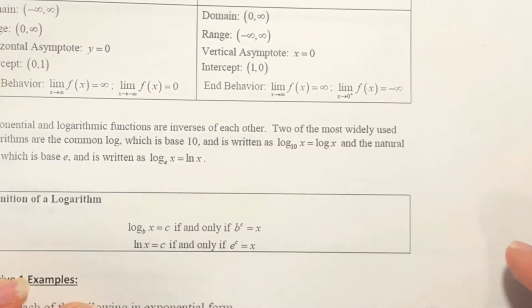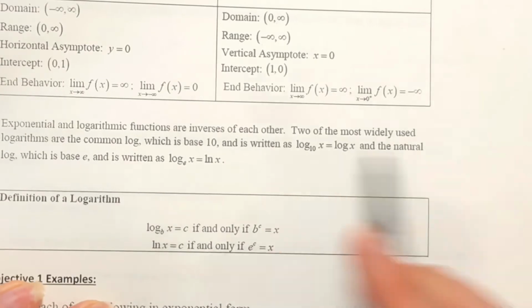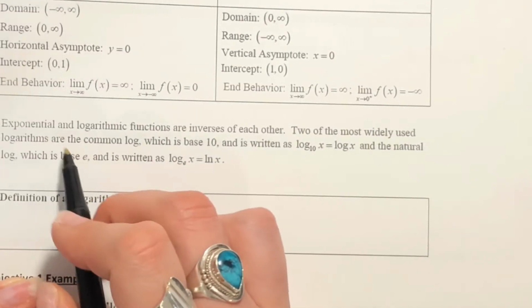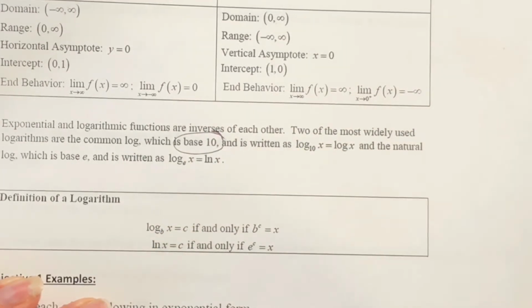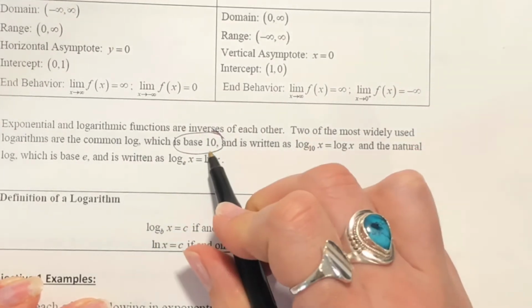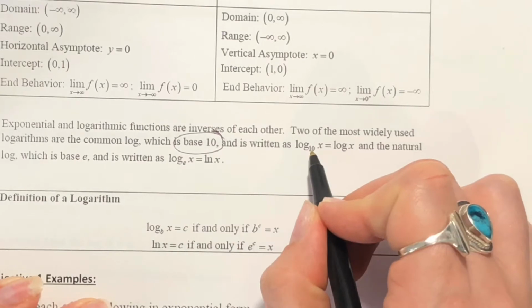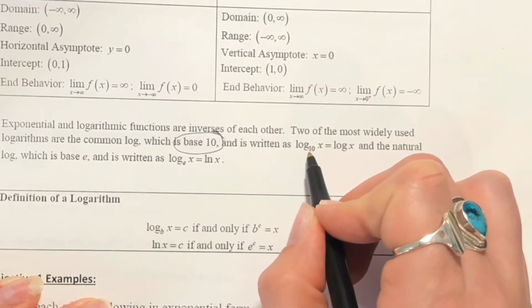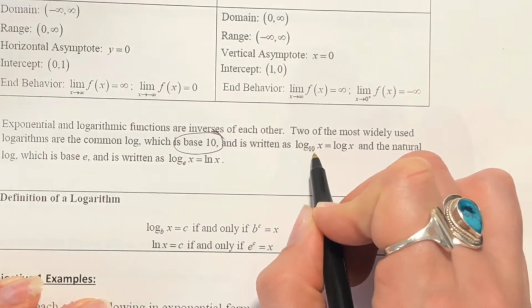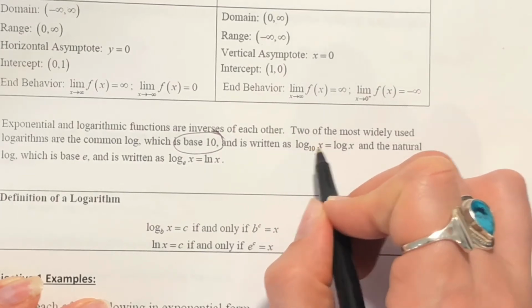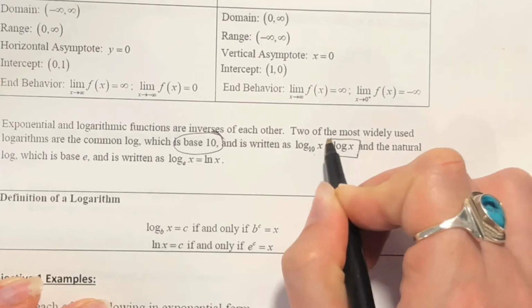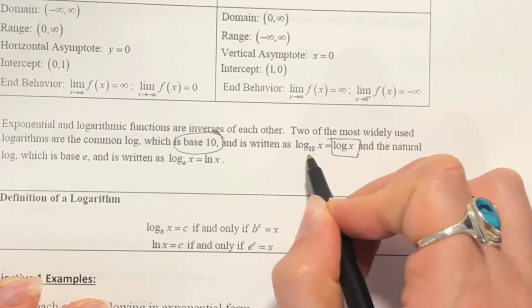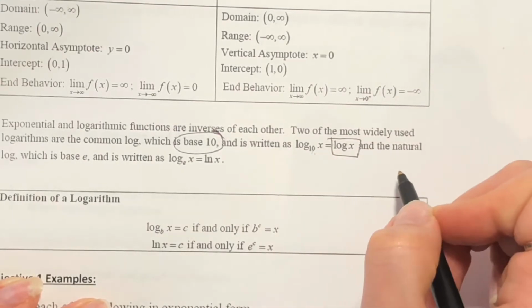Two of the most widely used or most common logarithms are the common log, which is just a log with a base of 10. And then because we use this base 10 so much, again, mathematicians are lazy. So instead of writing log base 10 over and over and over again, we just leave it off. So if you ever see a log without a base on it, you will just assume that it's a log base 10. Because again, we're just lazy.